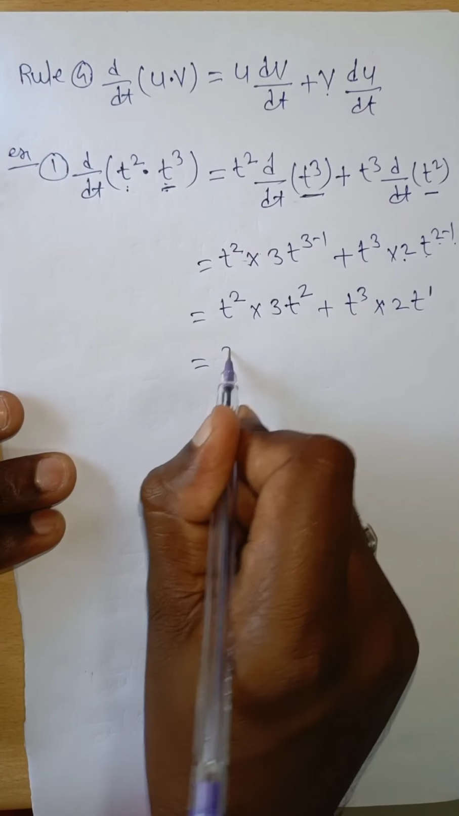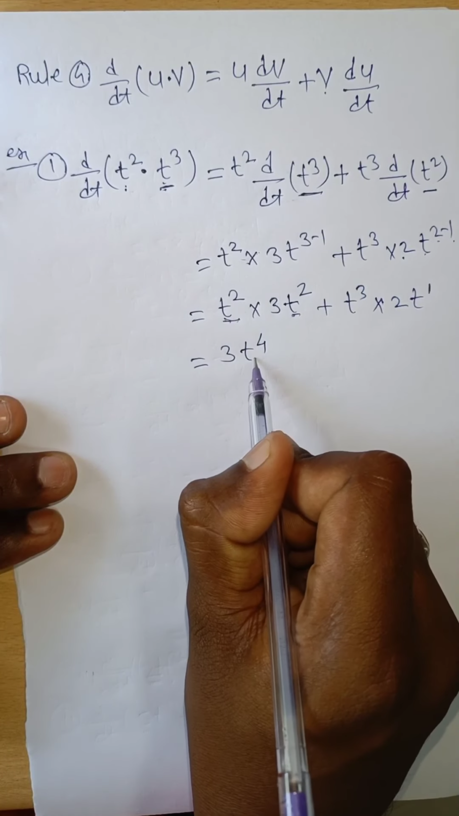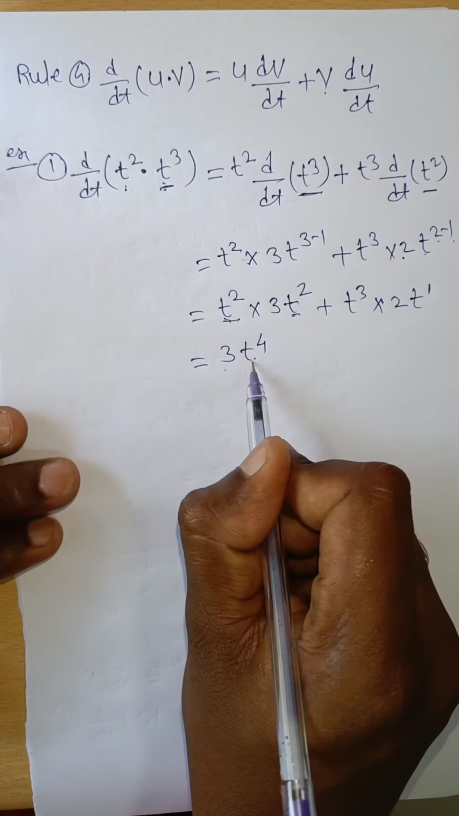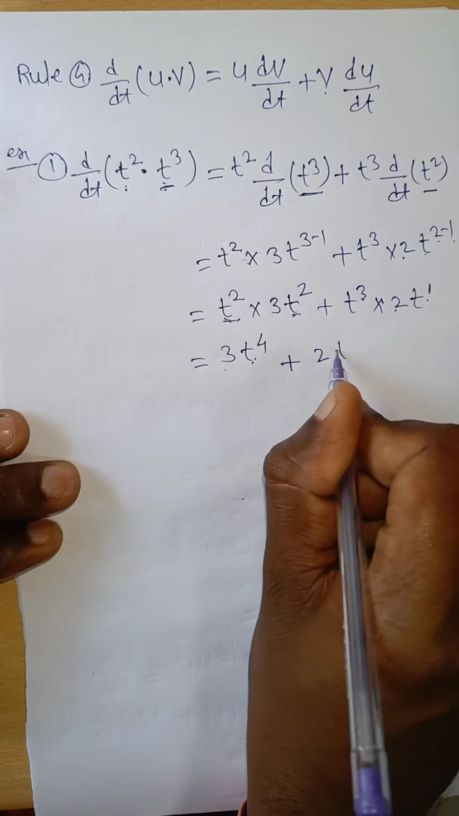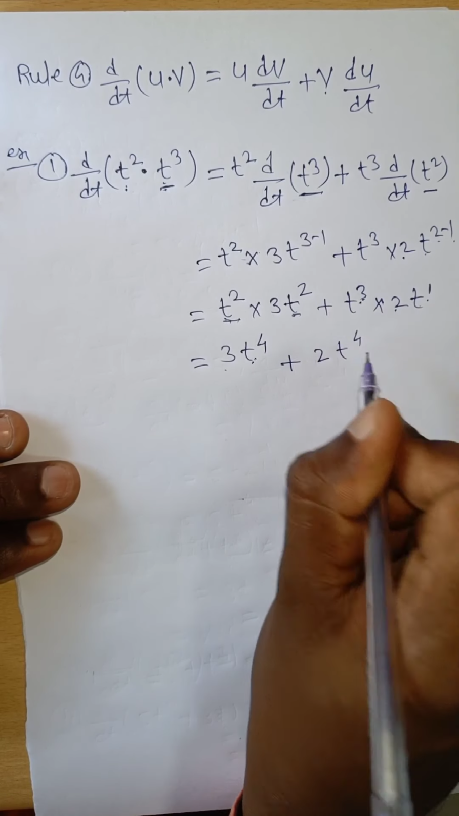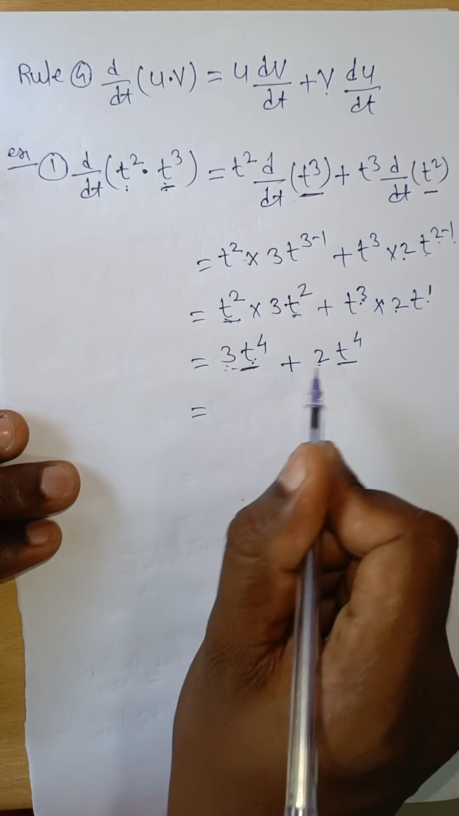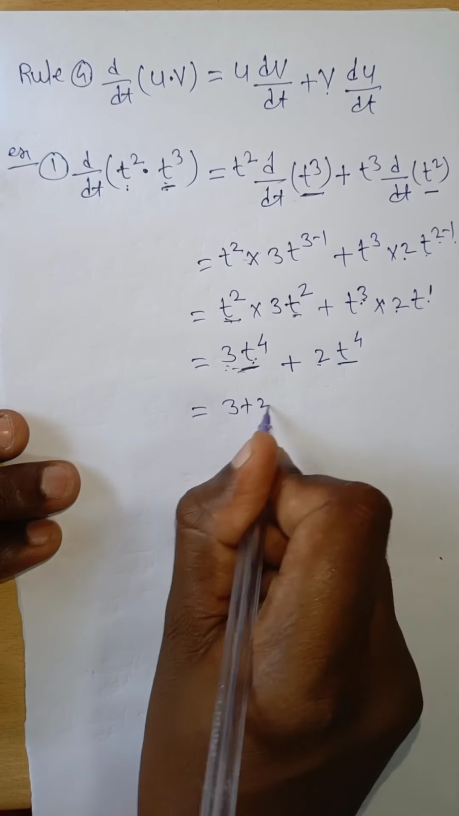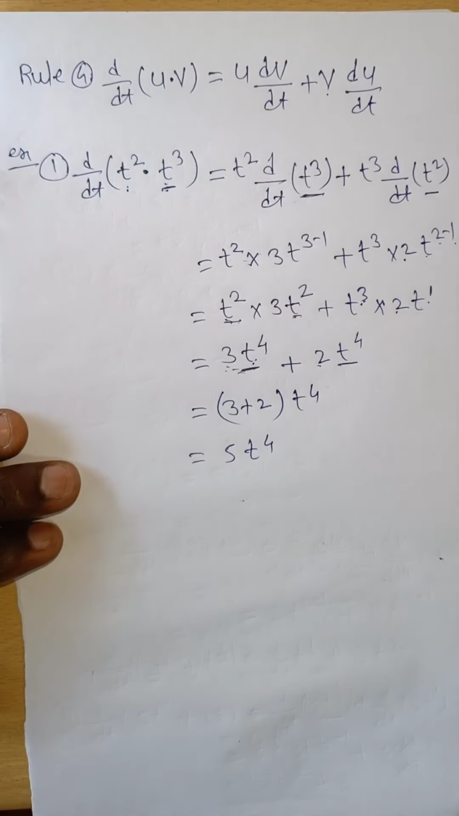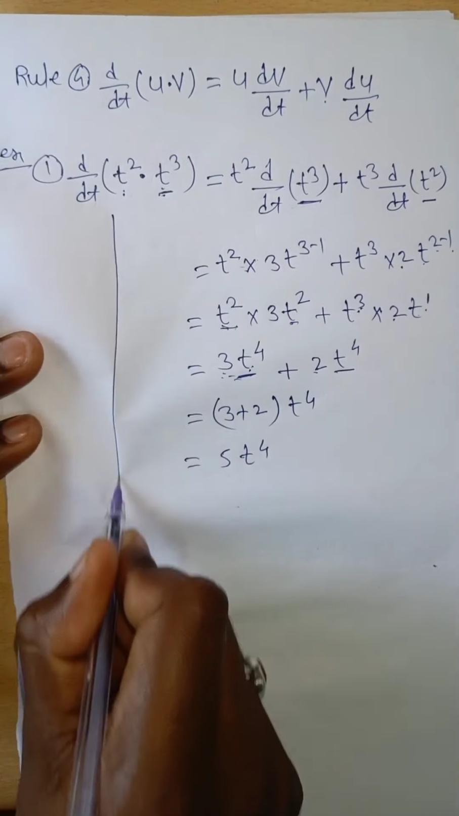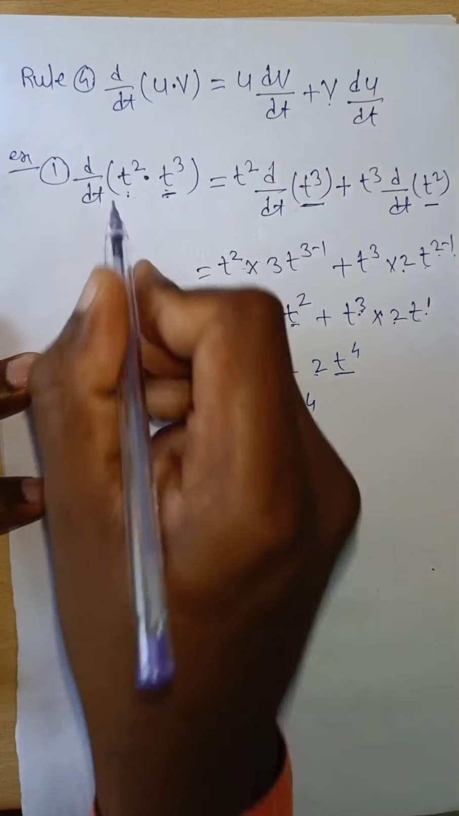Then this is 3 into t square into t square, t to the power of 4. Base quantities are the same, therefore we add their powers. 3 into t to the power of 4 plus 2 into t to the power of 3 plus 1, which means t to the power of 4. Now t to the power of 4 and t to the power of 4, so we add their constants, 3 plus 2, that is 5 into t to the power of 4.